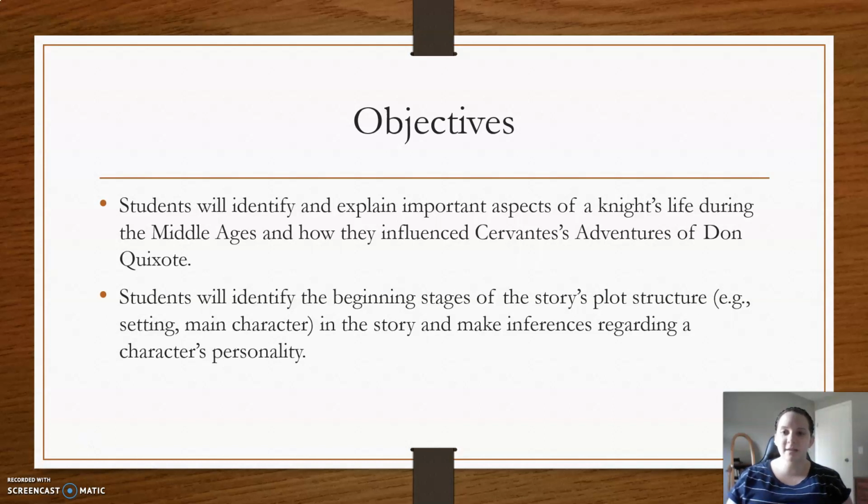Our objectives for this lesson are to identify and explain important aspects of a knight's life during the Middle Ages and how they influenced Cervantes' Adventures of Don Quixote. You're also going to identify the beginning stages of the story's plot structure, meaning setting and main character in the story, and make inferences regarding a character's personality.